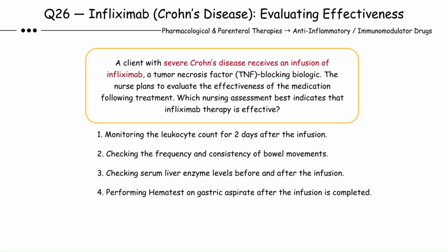Option 1. Monitoring the leukocyte count after the infusion. That mainly tells us about possible infection or bone marrow effects, not whether the drug is improving symptoms. Option 2. Checking the frequency and consistency of bowel movements. This is the correct indicator.